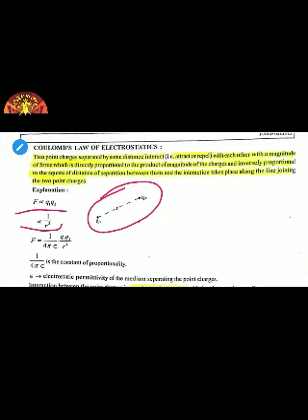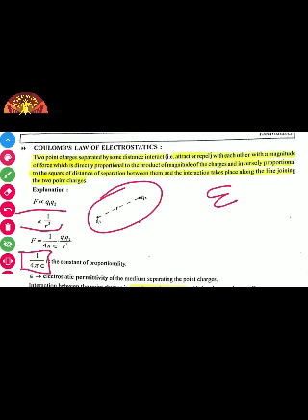So that proportionality sign would be removed by a proportionality constant. Here is your proportionality constant, which is 1 by 4 pi epsilon naught. This symbol is epsilon. We'll discuss it. This is called electrostatic permittivity. And when we are talking about space, like vacuum, we will write it as epsilon naught. This is epsilon, general epsilon. This is epsilon naught, the permittivity of free space.